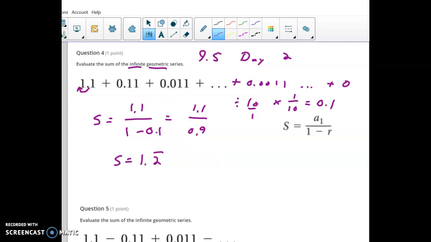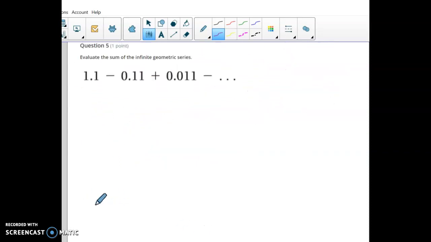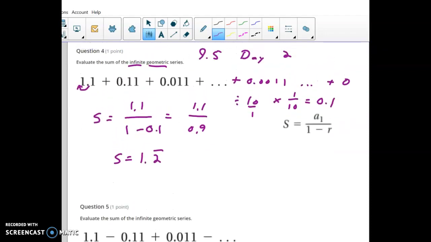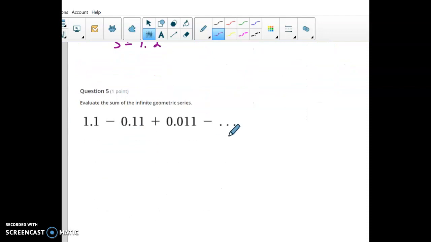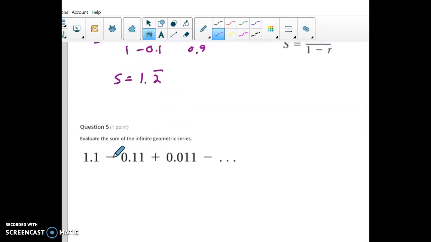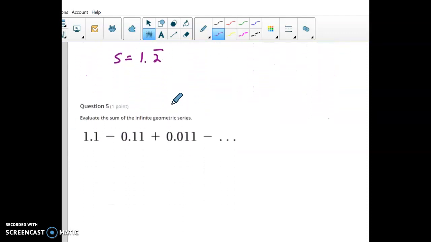I'm actually going to do question 5 in the same video because it's really similar. If you're looking at this, it's the same pattern as before, so we're multiplying by a tenth. But it alternates negative, positive. So a couple things. One, do you think the sum's going to be more or less than the last one? Hopefully you can figure out that it probably should be less, because you're subtracting some terms instead of adding them all together. The other thing that's different is r, instead of being 1/10, is actually going to be negative 1/10. If we're alternating negative, positive, then we're multiplying by a negative value.